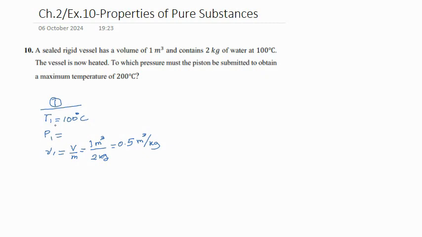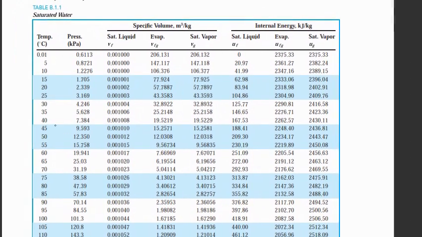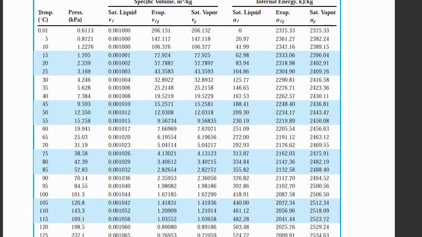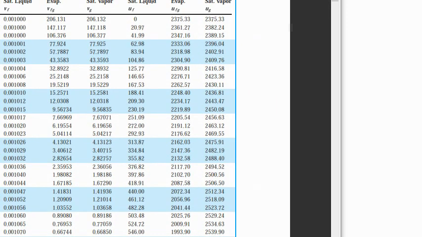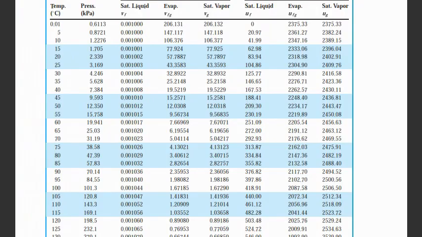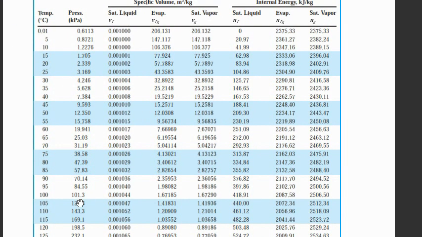If you wish to find the pressure 1, then perhaps we could look at table B11. So at a temperature of 100, you will find that the specific volume calculated just now of 0.5 lies between the fluid specific volume and the vapor specific volume. This means we are undergoing a phase change. So the pressure in this case will be the saturated pressure, 101.3 kilopascal.